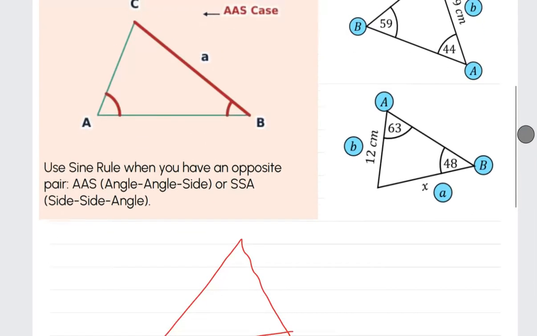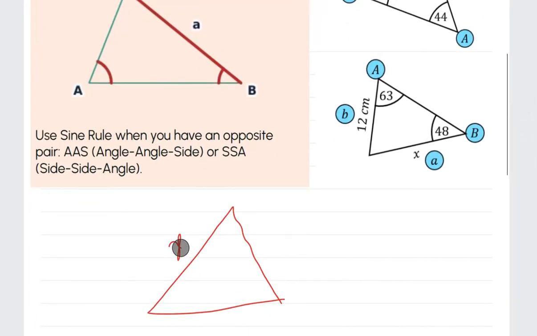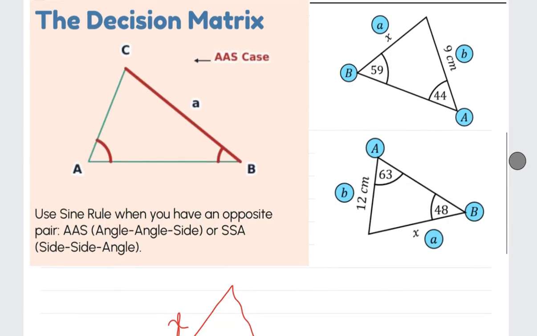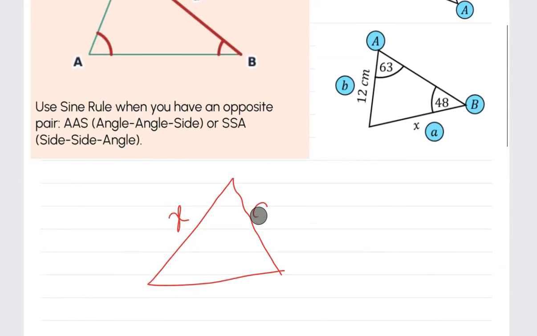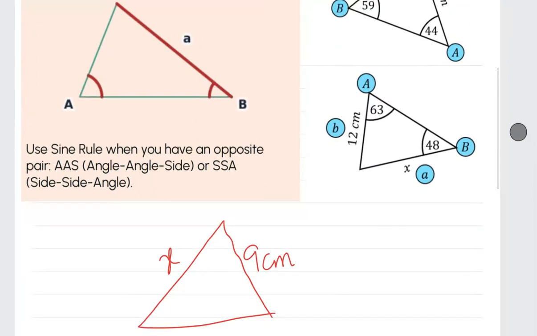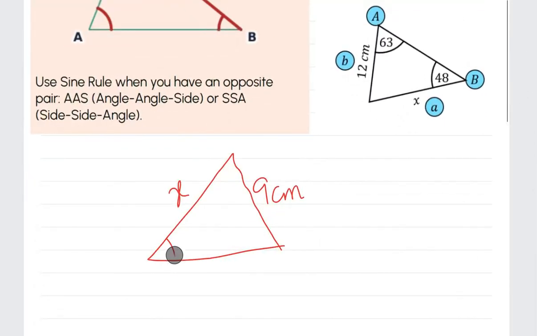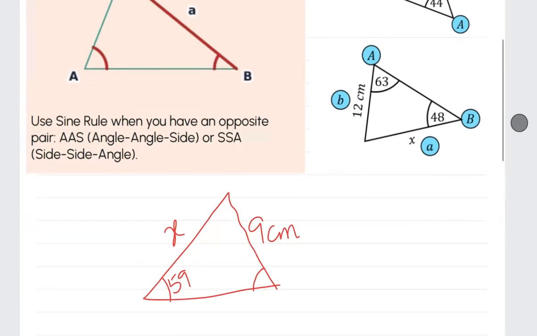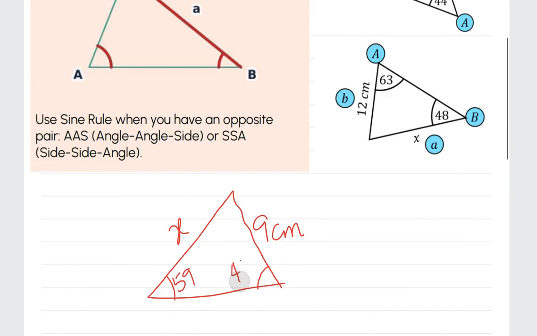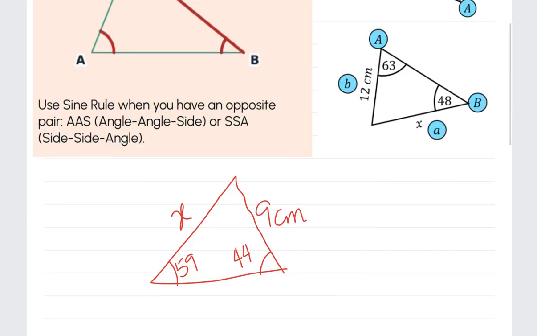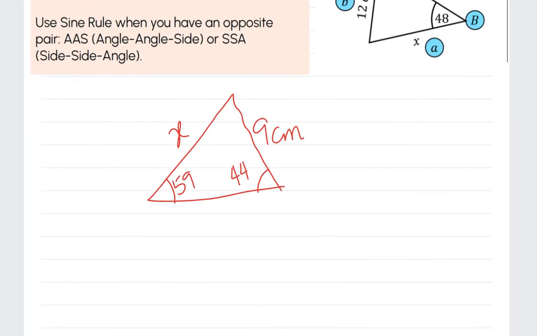So we have this place to be x. Then we have 9 centimeters, and then we have an angle here, angle 59, and then we have another angle here, angle 44 degrees. Are you seeing that now? So I'm to look for what? x. I'm to find my x. Now this is the beauty of the sine rule.